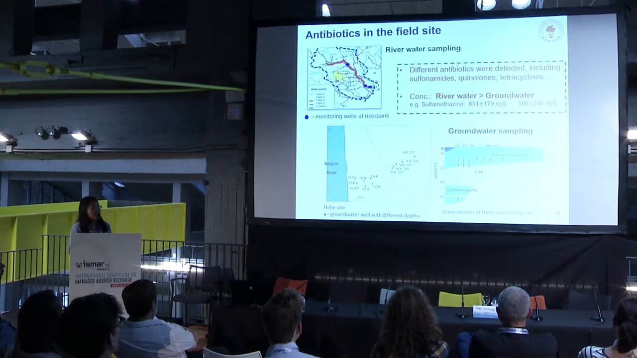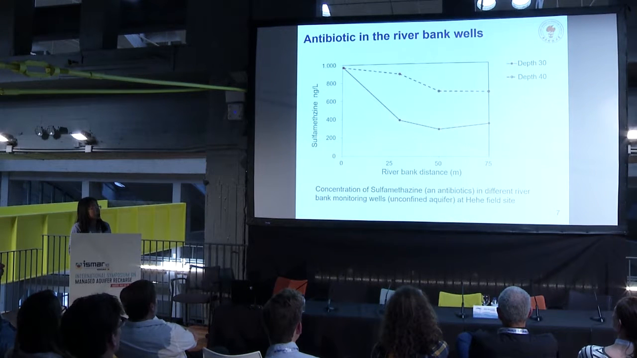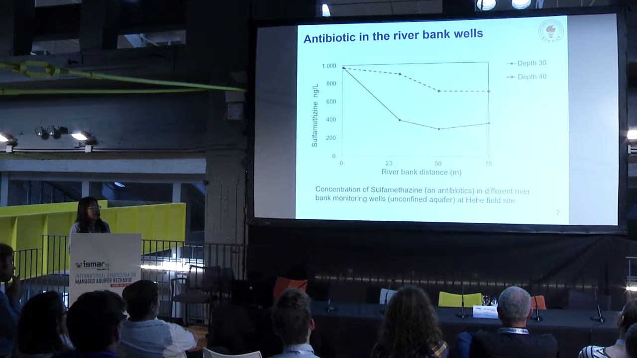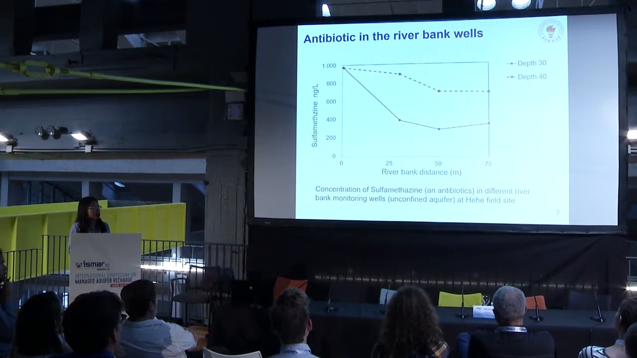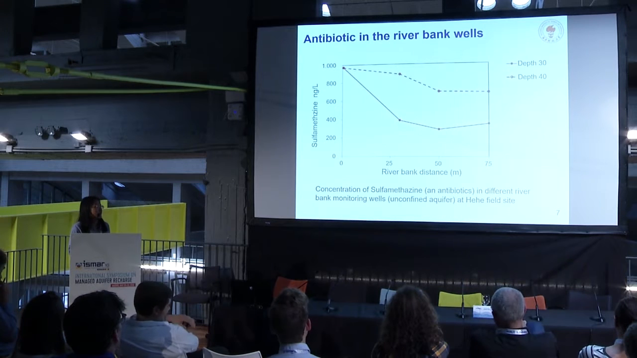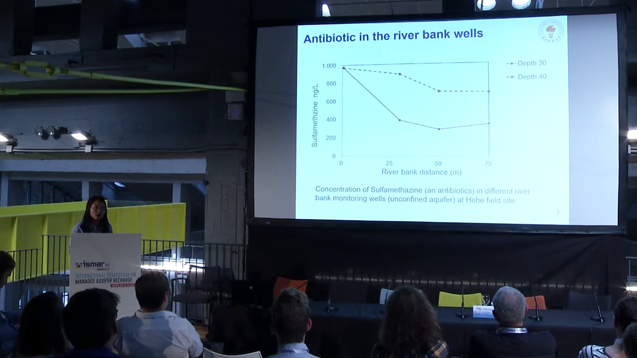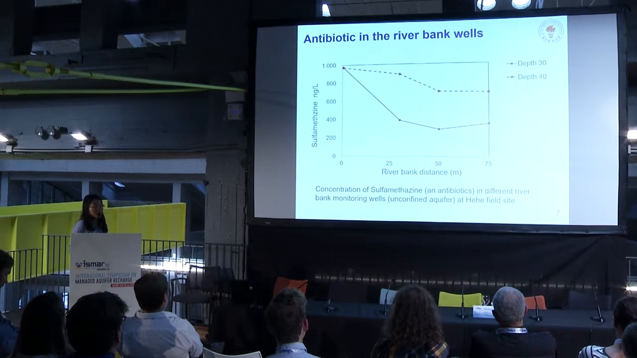This tendency can also be seen here. This is sulfamycin, a kind of antibiotic, and the measured concentration at the different monitoring wells at the bank. The wells have different riverbank distances and different depths in the aquifer, but all of the concentrations are lower compared to the concentration in the river. When I found this decreasing pattern, I thought something must be happening, so I checked some references and literature. It can be dilution, sorption, or degradation. I want to focus on degradation. I just want to emphasize that.